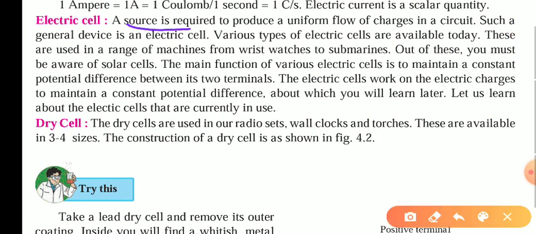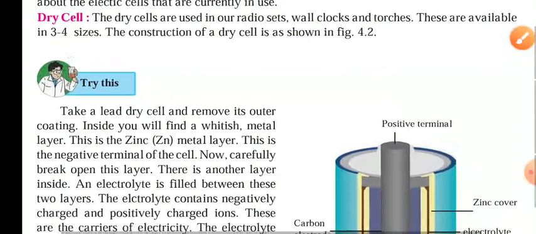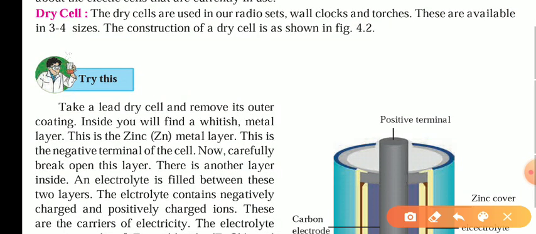An electric cell is a source required to produce a uniform flow of charges in a circuit. Such a general device is an electric cell. We use different kinds of cells, but the most important point is that all the different kinds of cells have two terminals, one positive and one negative. The first example they have taken is a dry cell. A dry cell we have already seen, and it has a terminal over here. So this is marked as positive and this is marked as negative.